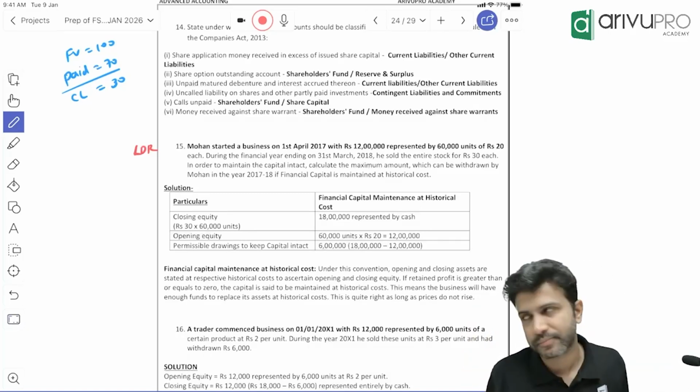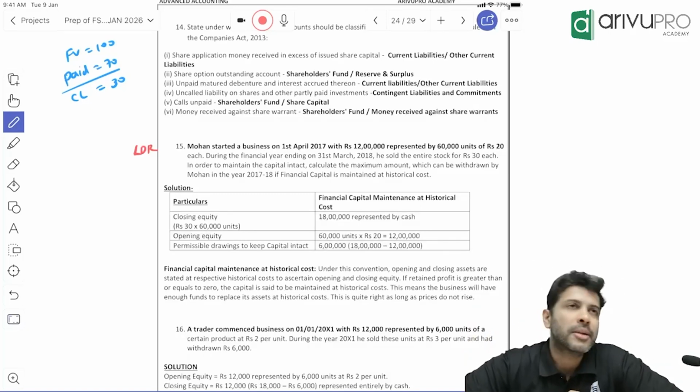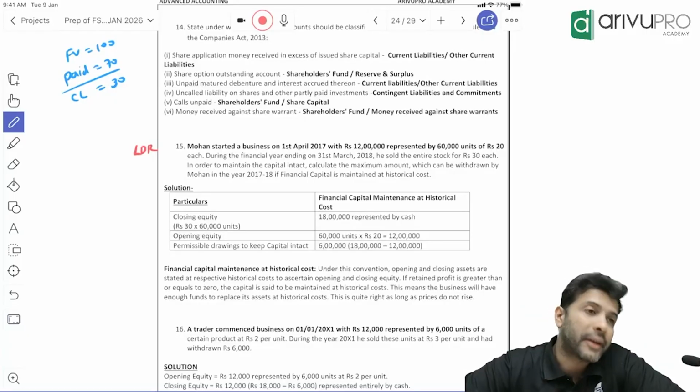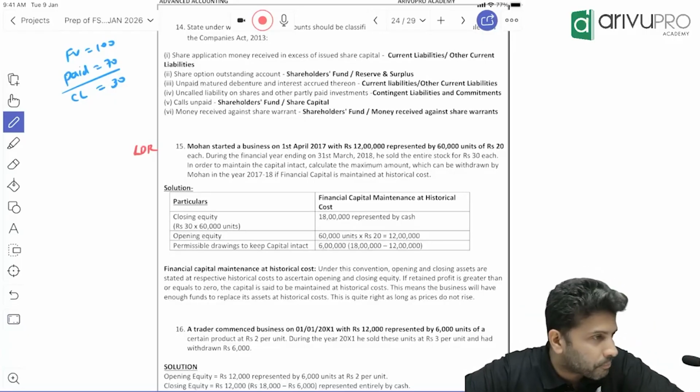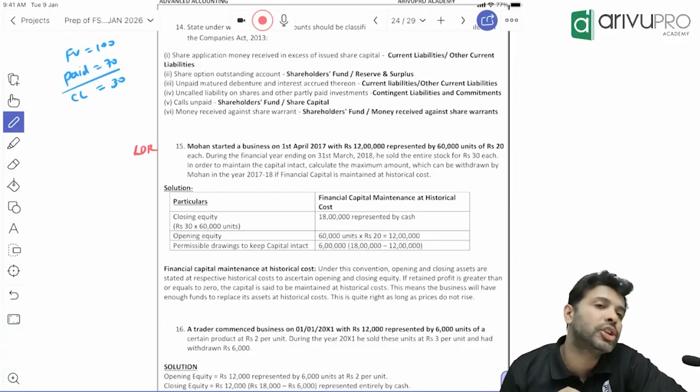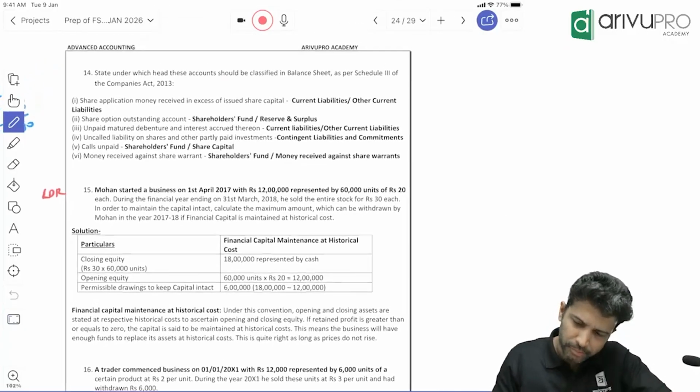Anyway, let's cover them. There is something called maintenance of capital, or maintenance of financial capital. Or maybe I'll write some things.